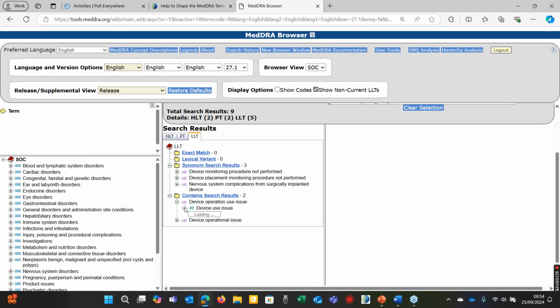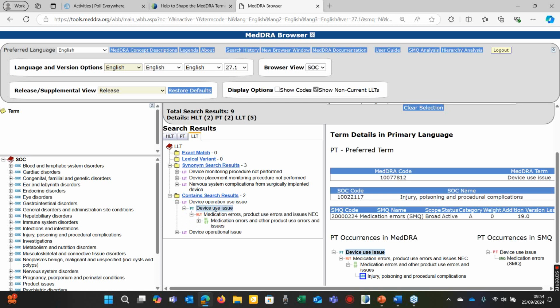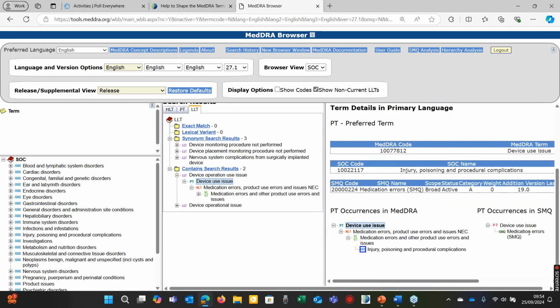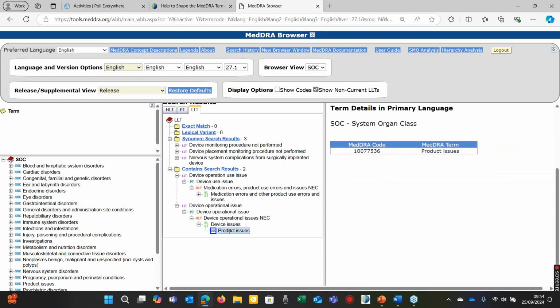So let's have a look at the hierarchy for these. We see that the device operational use issue goes under the PT of device use issue. And on the right-hand side, I can see that this is considered a medication error and issue. Remember, the word issues comes into that medication errors. So that's where we don't know what the problem is exactly and if an occurrence was intentional or not with the medication errors. Then we have the device operational issue, which is a device issue under the product issues.